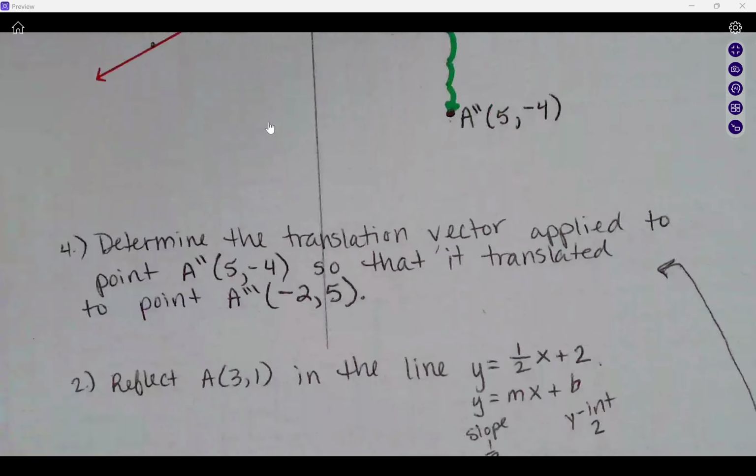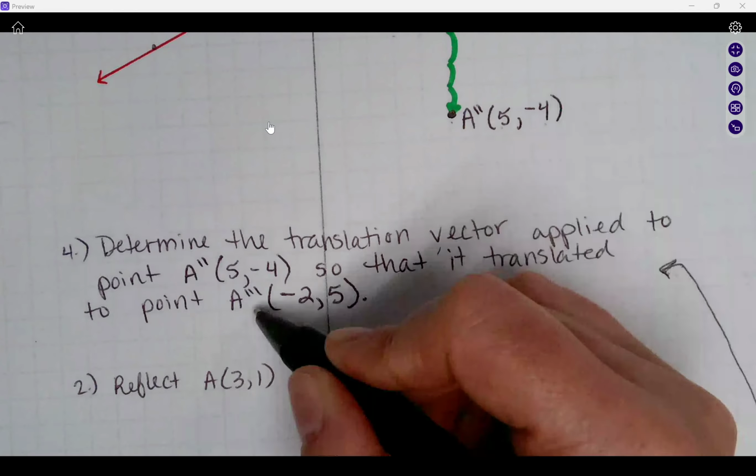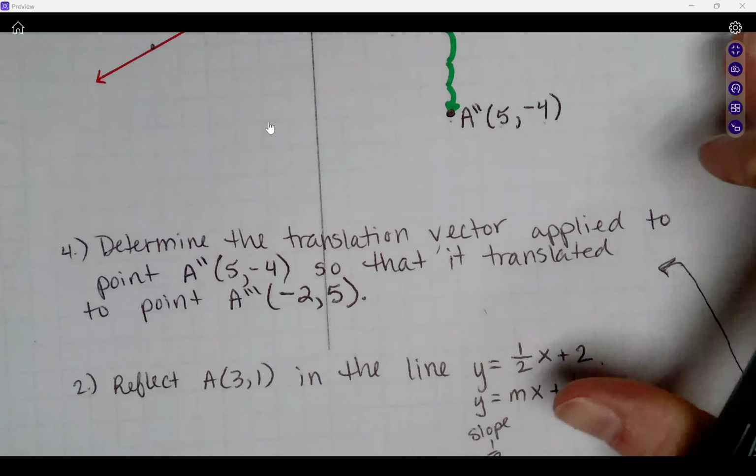I do encourage you to pause the video and give it a go, see if you can answer this on your own. There are multiple ways you can go about solving this. Some kids just think about it in their mind. Some kids build equations. Some people just use the graph. I am going to go with the latter and just use a graph. So A double prime is right here, 5, -4. I'm going to go ahead and plot this other point, A triple prime, and it's at -2, 5.